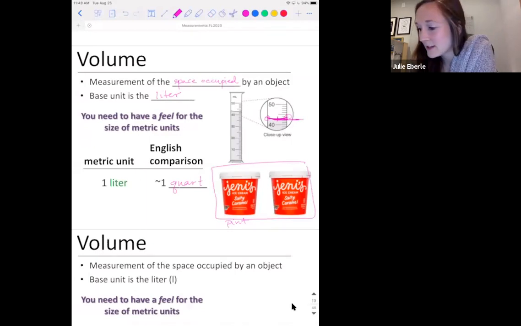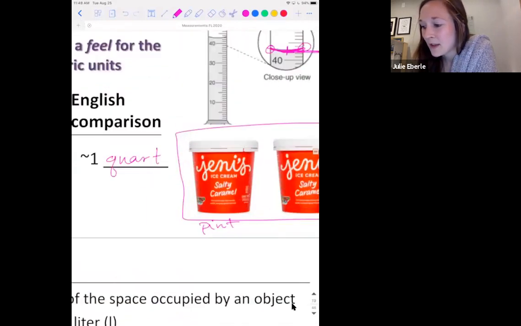And so here it is, Jenny's ice cream, everyone. We don't even have a Jenny's storefront in Arkansas. It's very sad, I know.